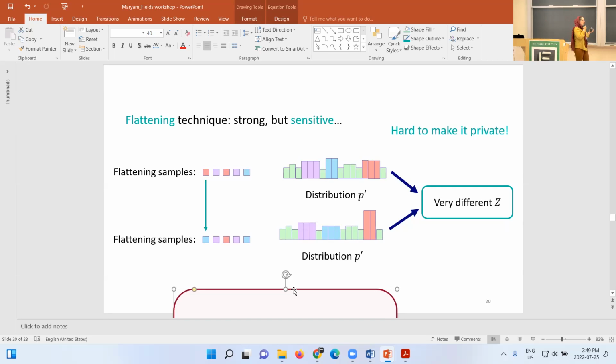The main difficulty in making this approach private is that if you change one sample in the flattening set of samples, it totally changes your mapping, and it results in a highly sensitive statistic. And obviously it's hard to make a highly sensitive statistic private. So the goal is to come up with an approach to reduce the sensitivity of this statistic.